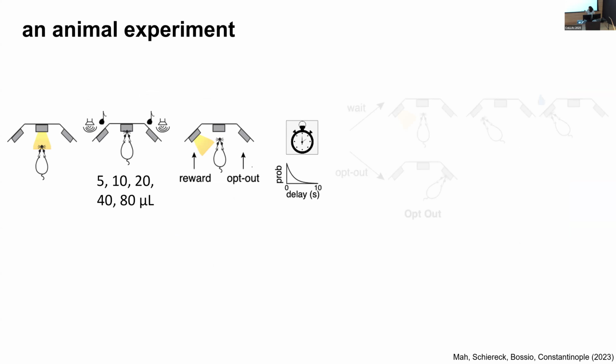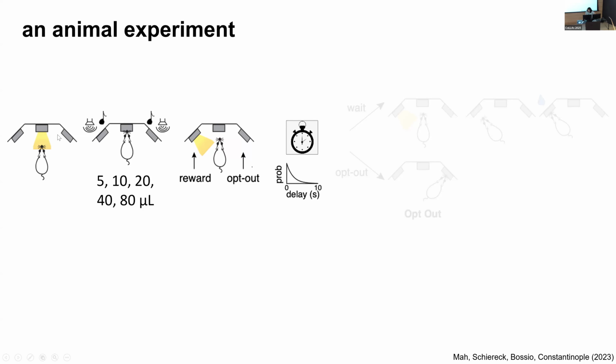So at the beginning of a trial, can you guys see my pointer in any form? It's a very tiny dot. Okay, I'll just do something different here.